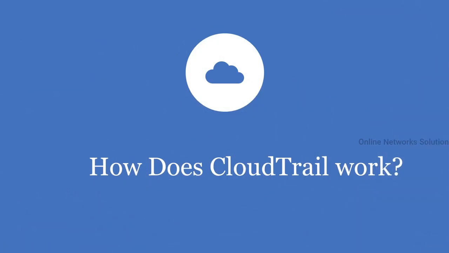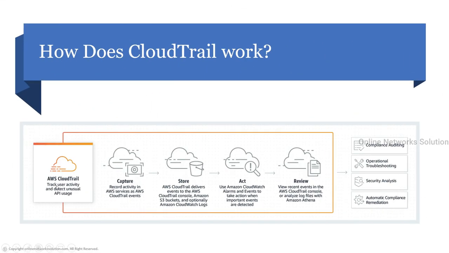How does CloudTrail work? CloudTrail tracks your activity and detects unusual API usage. First of all, it tracks your activity and detects unusual activities. After that, it captures and records activity in AWS services as AWS CloudTrail events. After that, it captures all the records and activity in your AWS service which is done by yourself. In that case, it generates the event of CloudTrail.